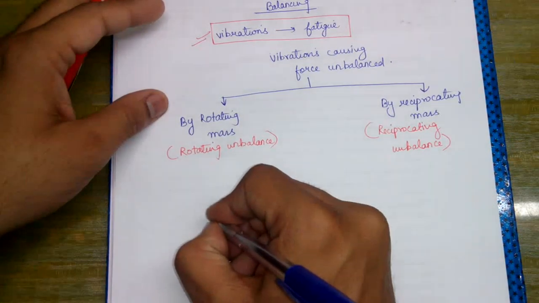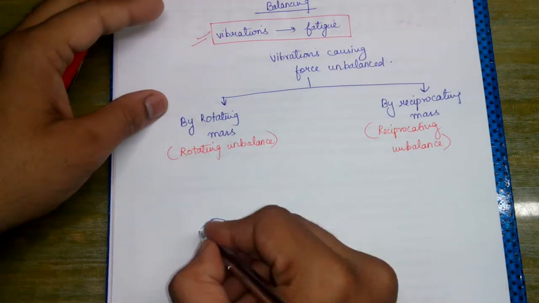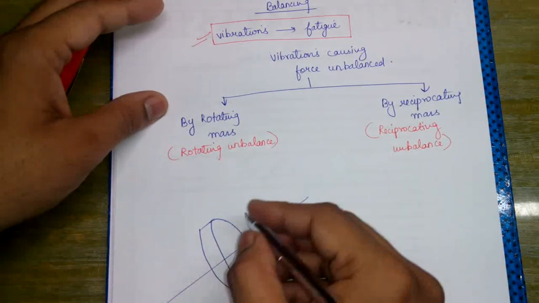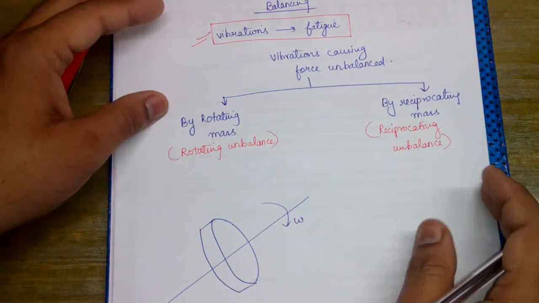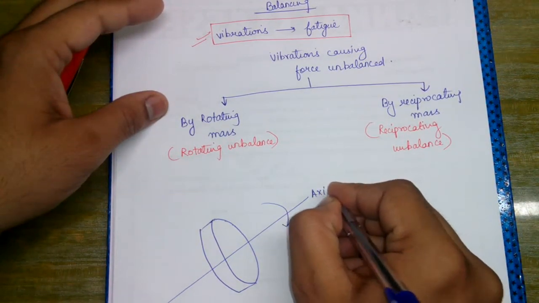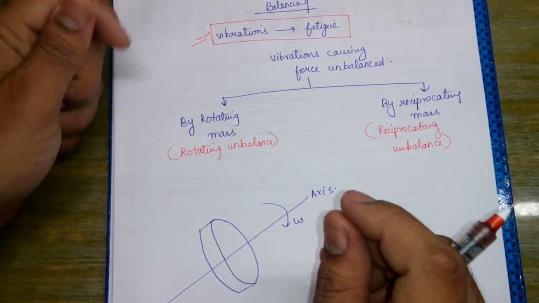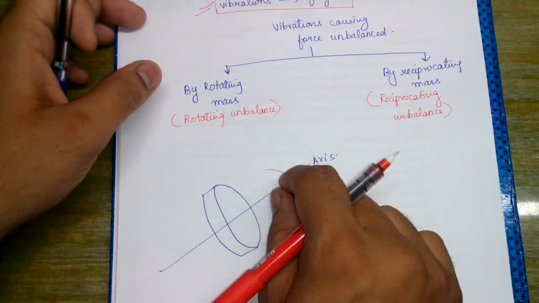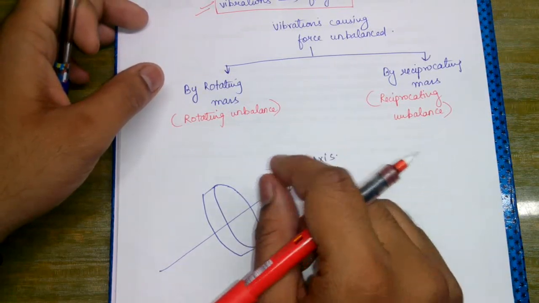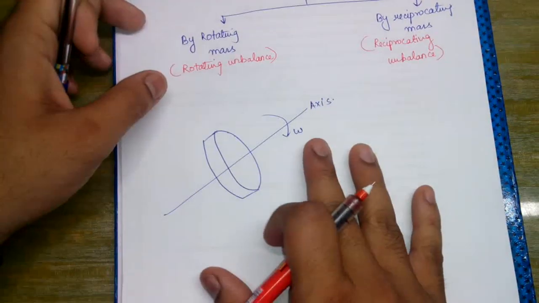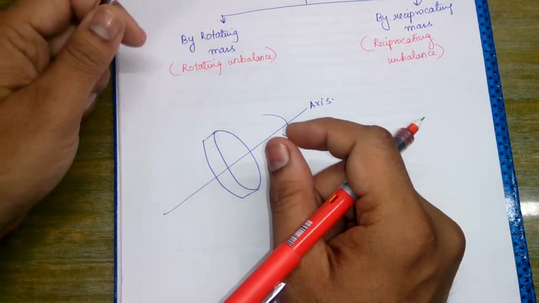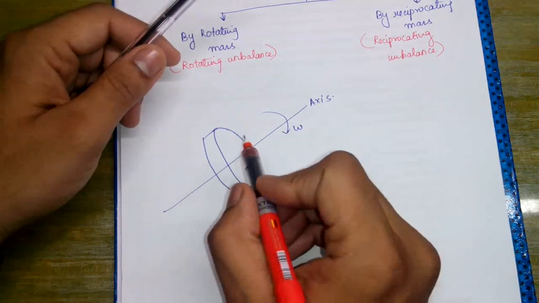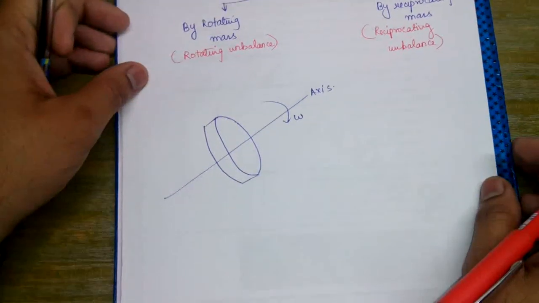Now for example, if we have a disc like this, and this is the axis such that it is undergoing an angular velocity omega. Due to non-uniformity in the material of this disc, the center of mass does not pass through the centroid, and hence it is separated from the exact center by a small distance, and that is called eccentricity, or e.